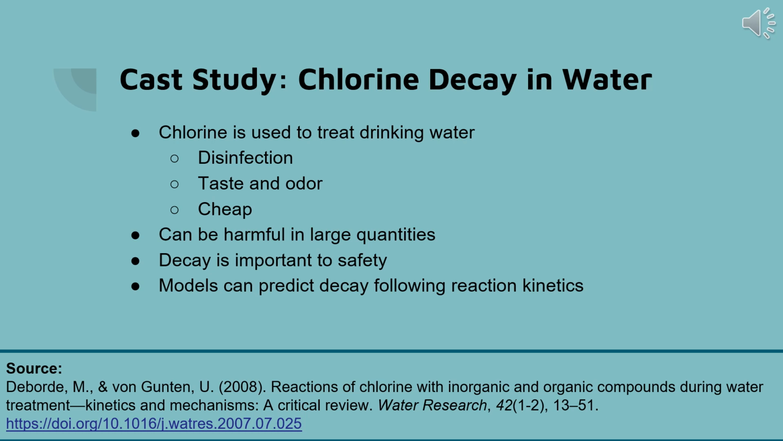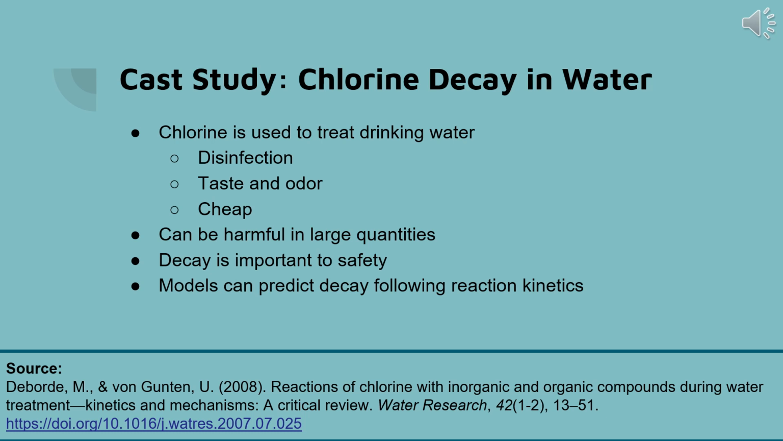That's why decay is important to safety. The chlorine needs to be strong enough to kill microorganisms along the way, but weak enough that it won't harm the end users, such as you getting a glass of water from your tap. Models can be used to predict decay following kinetic reactions.